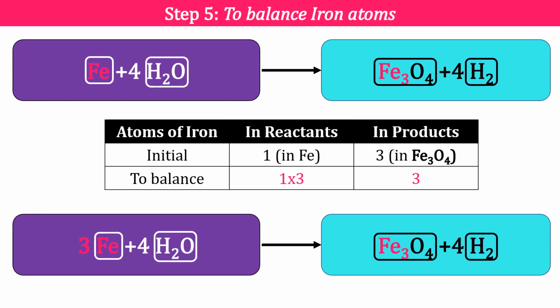Step 5. Let's equalize the number of iron atoms on both reactant and product sides. Iron has 1 atom on the reactant side and 3 atoms on the product side. So, we add the smallest number coefficient, that is 3, to the iron on the reactant side. Again, take a count of atoms of all elements. Iron has 3 atoms on both sides. Hydrogen has 8 atoms on both sides. Oxygen has 4 atoms on both sides.